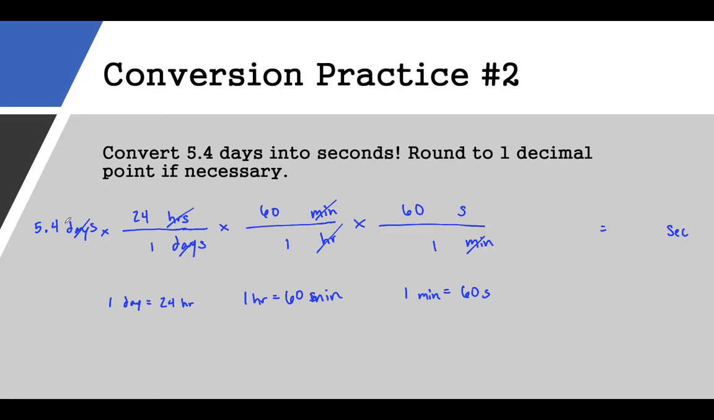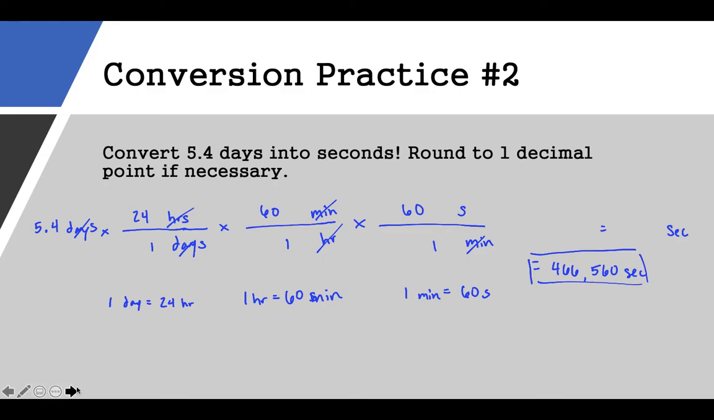Again, what I am going to do, I'm going to take everything at the top. I'm going to take 5.4 times 24 times 60 times 60 in my calculator. So I do 5.4 times 24 times 60 times 60, and I get the answer of equals 466,560 seconds. Awesome. So that then is your final answer for problem number 2.